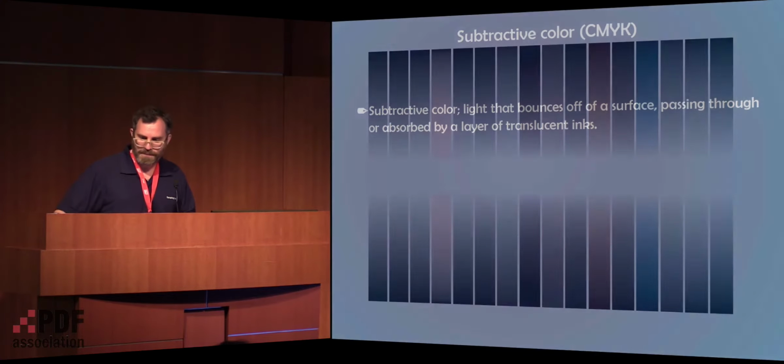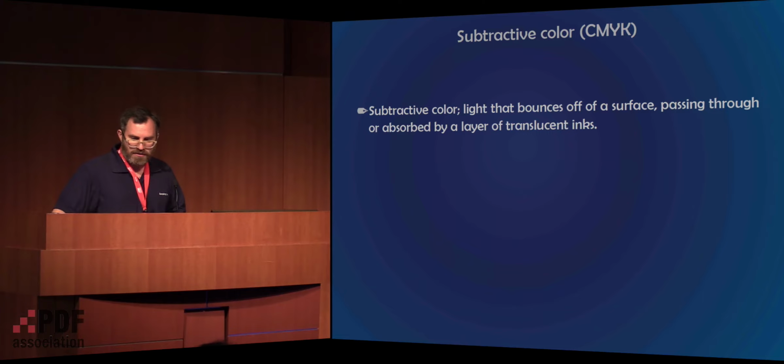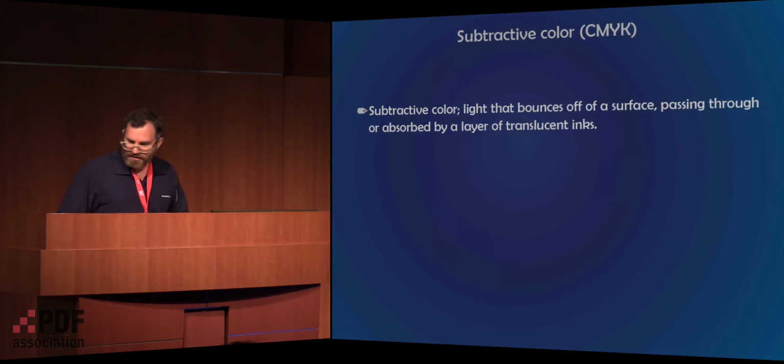Since these are specified as device CMYK, let's talk a little bit about subtractive color. With subtractive color, you're usually dealing with translucent inks, where light shines through your ink, bounces off the paper, and then either is absorbed by the ink or comes back out. And what comes back out is what gives you your color.